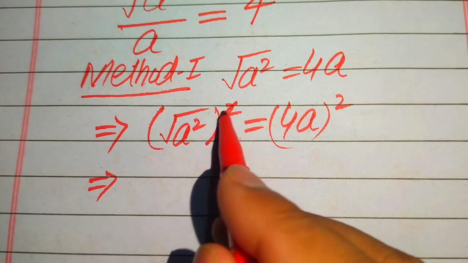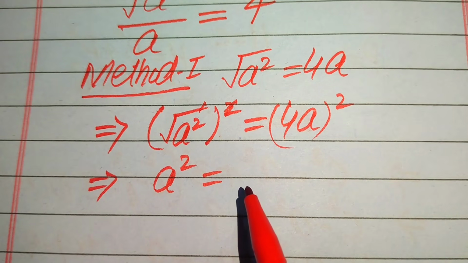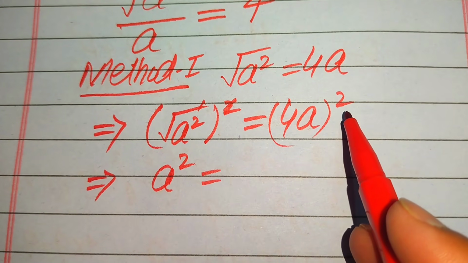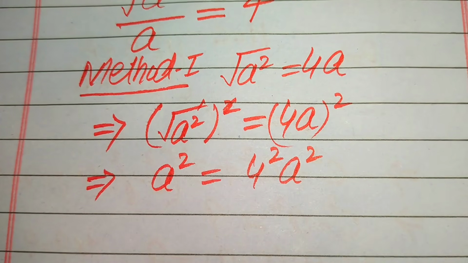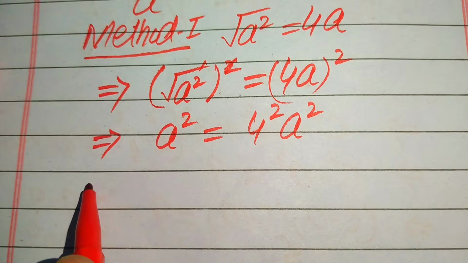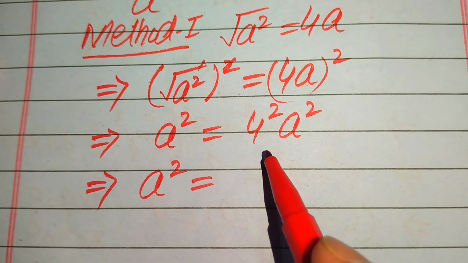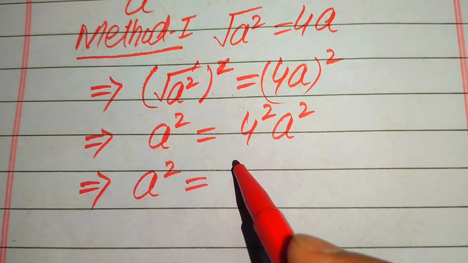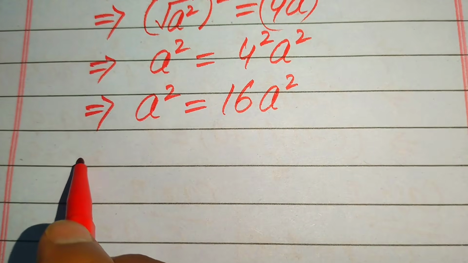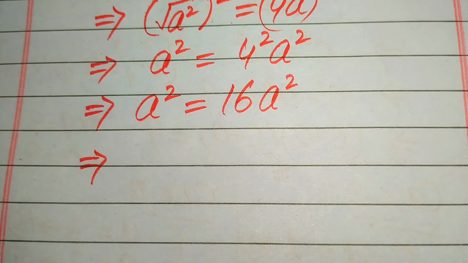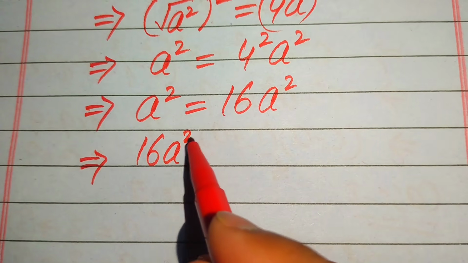Now you see that this 2 and this square root cancel each other, and we get a square is equal to, here we apply the square separately on both values, 4 square into a square. Now 4 square is equal to 16, so we have 16 times a square. In the next step we move the term a square from the left hand side to the right hand side.